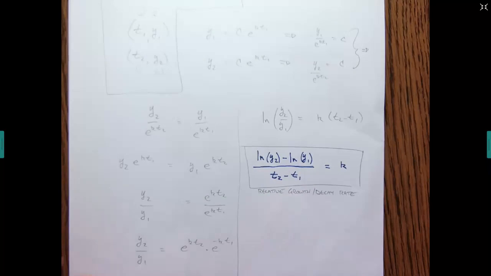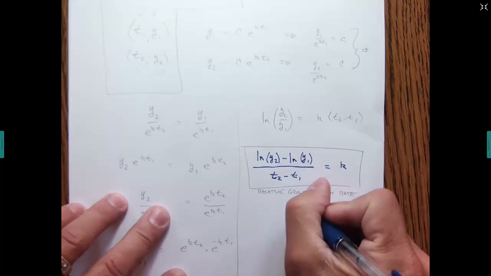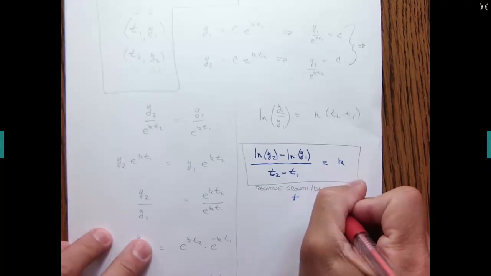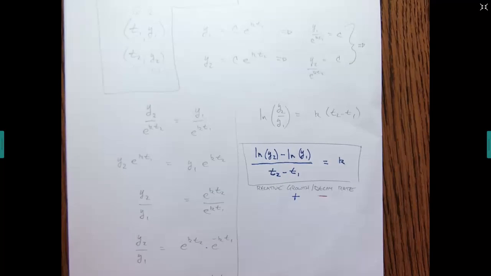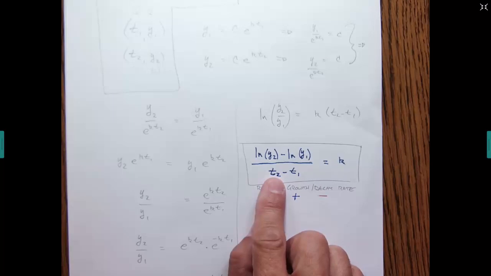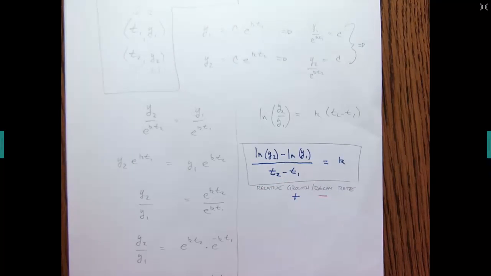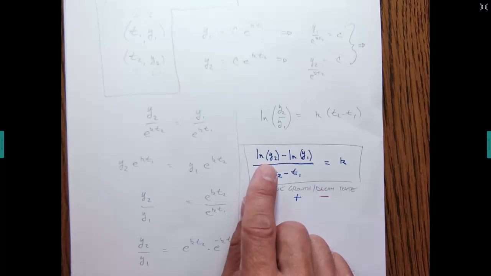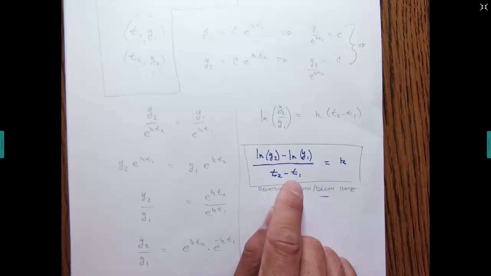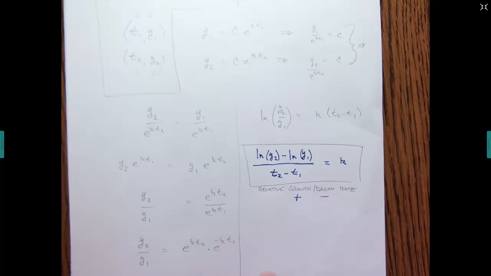But this is our relative growth rate when k is positive, and it's our relative decay rate when k is negative. But the math will work itself out, so it always is this. And this is actually easy to remember, because doesn't it look a lot like that slope formula of a straight line? m is equal to y2 minus y1 over x2 minus x1. It looks a lot like that.